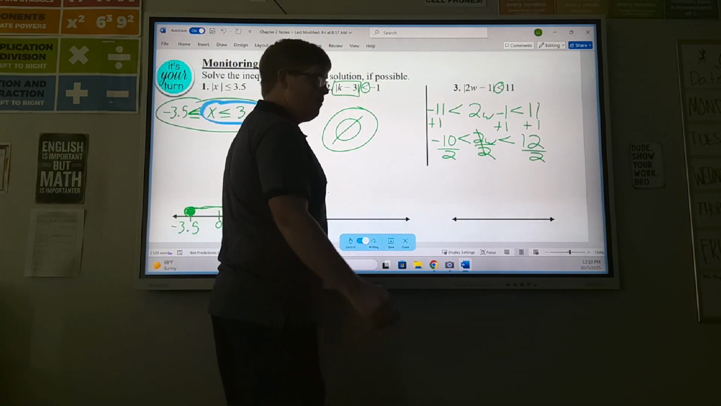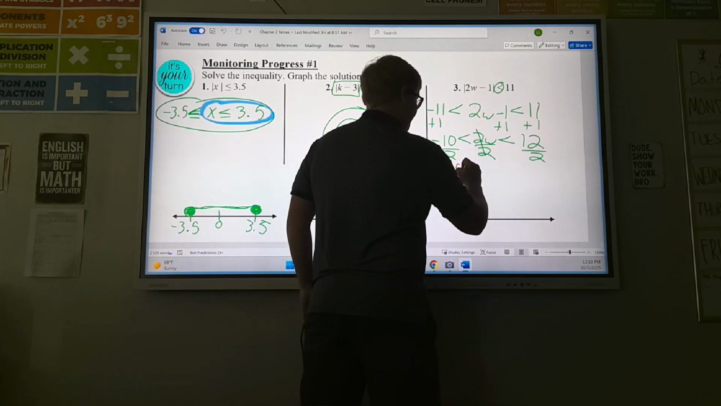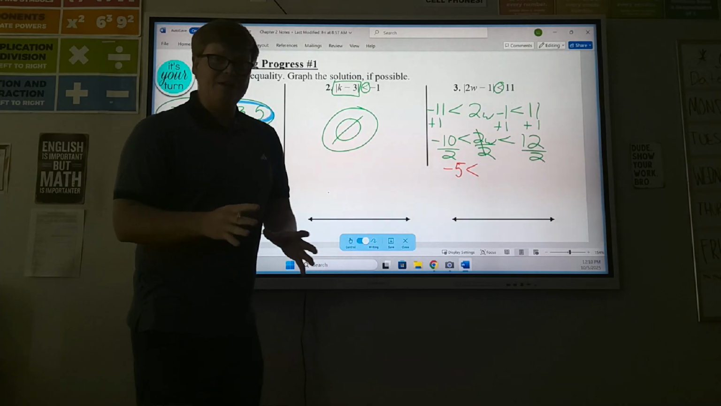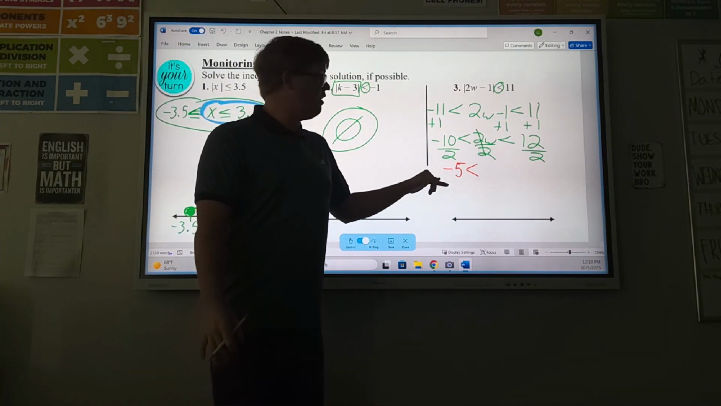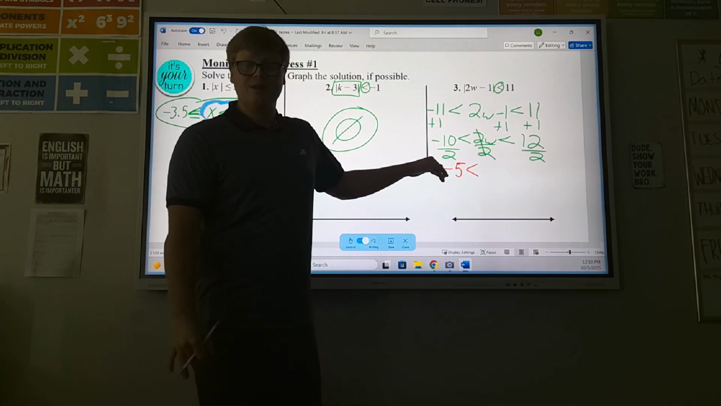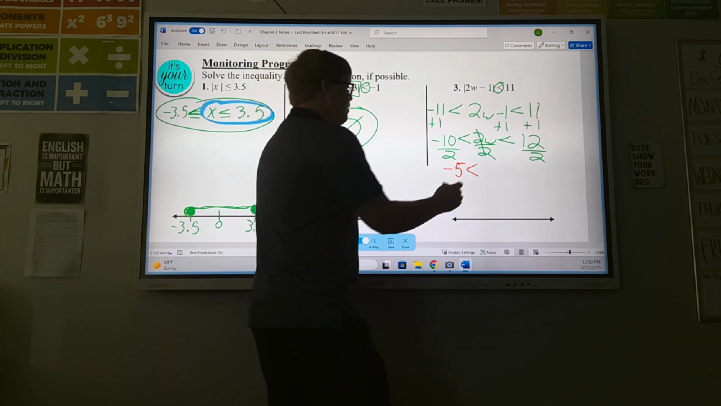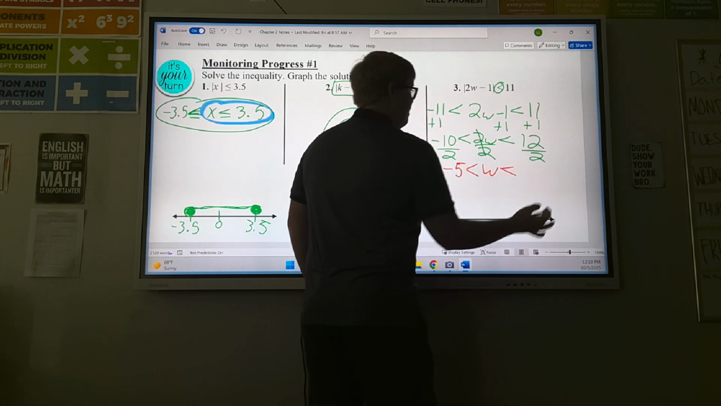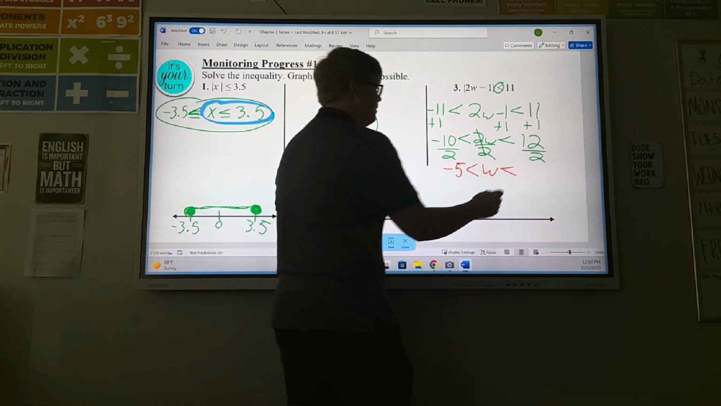Negative 10 divided by 2 is a negative 5. We keep our sign the same because we still did not divide by a negative. I know we have a negative answer here, but we divided by a positive 2, so that means we have to keep our sign the same. Put our w, keep our sign the same. 12 divided by 2 is 6.